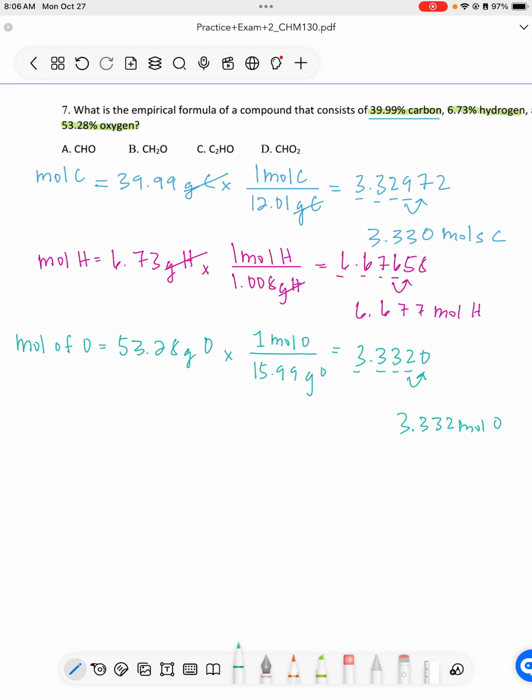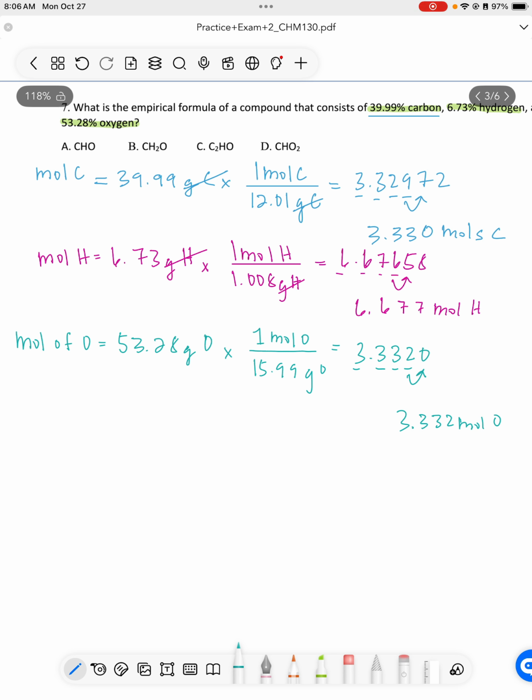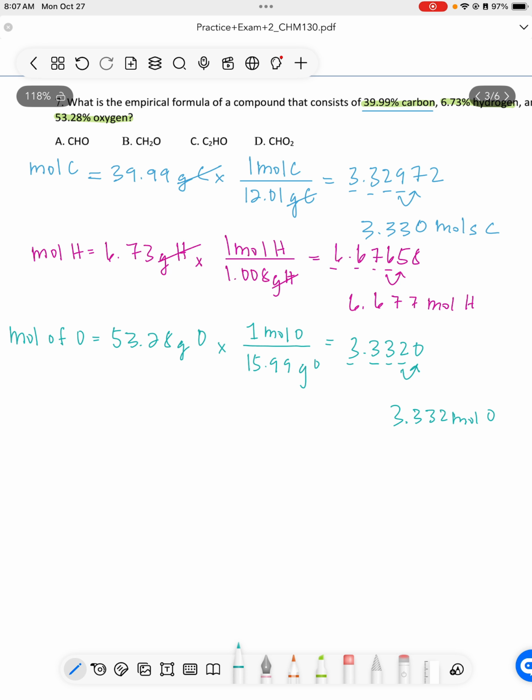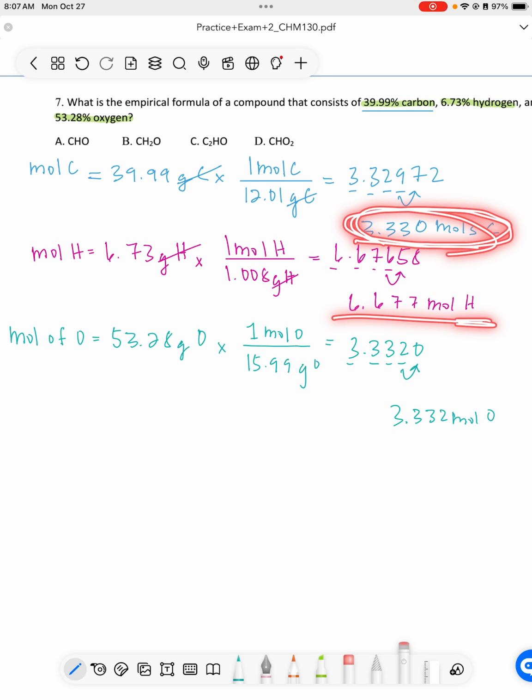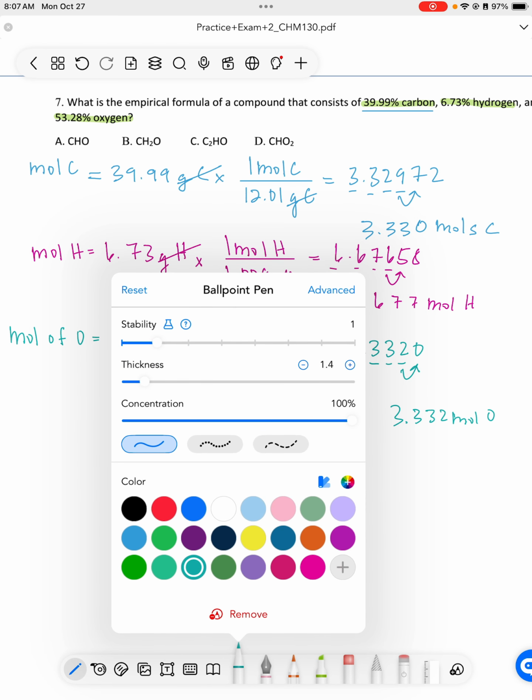Okay, we're not done yet. So we found our moles. And now we need to find the smallest ratio. So what we do is we divide all of the moles by the smallest amount that we have. So this is a little bit tricky. And it's a good thing we went to 4 significant figures because we have 3.332 here. And then we have 3.330 here. So I'm going to say that this is our smallest. And we're going to divide all 3 by this number.